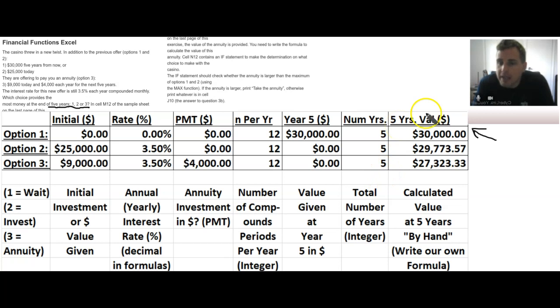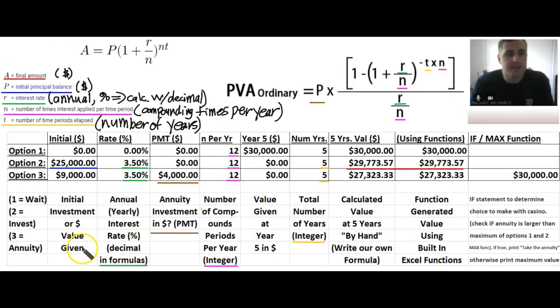So let's see how we calculated these values, and I am able to show that the best deal is to wait the 5 years for the $30,000. Now many people are a little impatient, they just want to take money earlier, but let's show why that's the case.